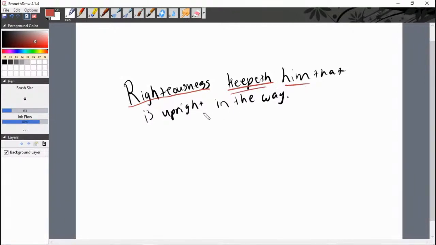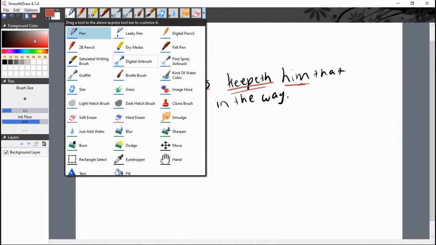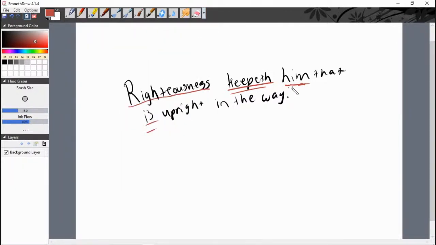Him is, right? I'm sorry. I got that wrong. It should be keepeth him. And the other subject is that is. That is obviously a pronoun. So righteousness keepeth him that is upright in the way. Right?